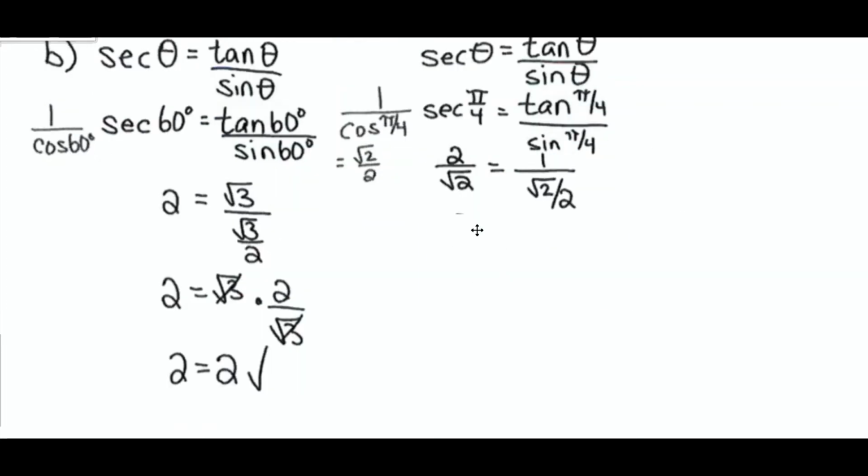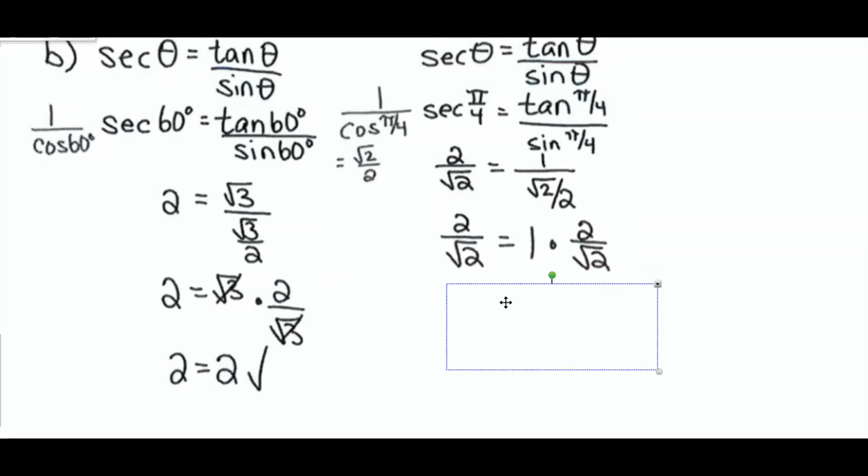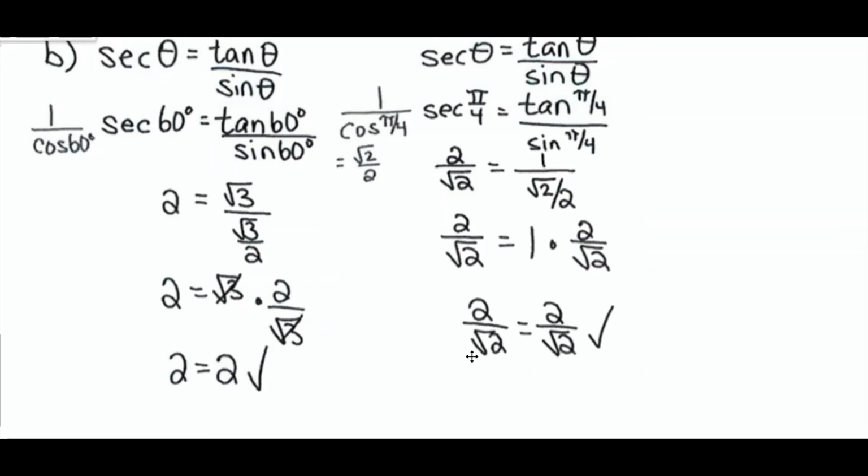Again, I'm going to use my dividing by fractions. And as you can see, I'm going to have 2 over root 2 is equal to 2 over root 2. So basically, this is telling me that this could be an identity given these two different numbers. So it works at 60 degrees and it works at pi over 4. We're not positive if it's going to work at absolutely every measurement that we could put in there, but it is going to work for just these two.